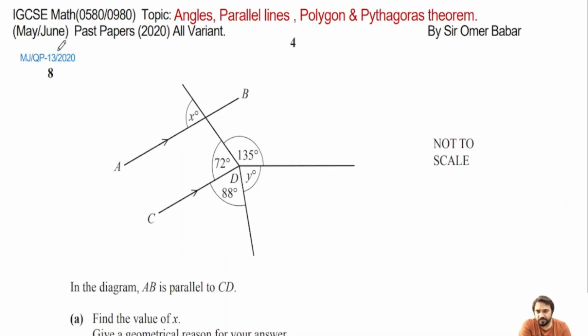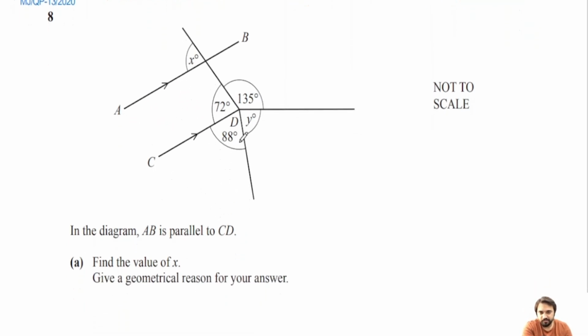The paper was 1, the variant was 3, and the year is same. So we have this diagram. In the diagram, AB is parallel to CD. AB is a line, you can see this is an AB line, and CD is also a line, and they are parallel to each other. What we need to calculate, of course, the unknowns, that is x and y. Find the value of x, give a geometrical reason for your answer.